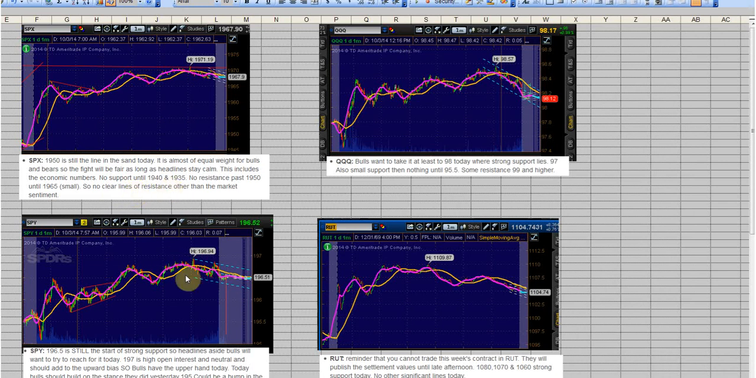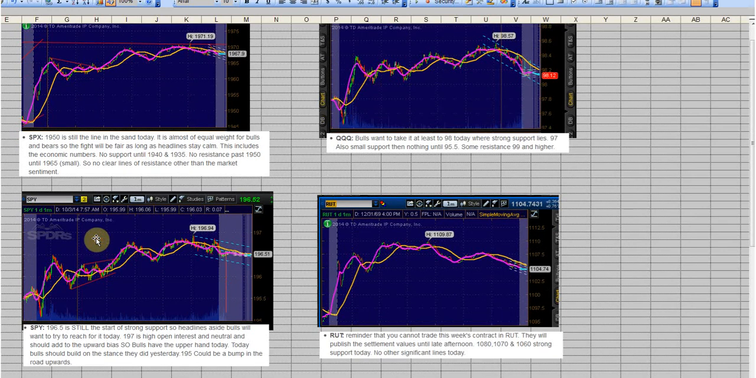Now, the sister of the SPX, let's see here, there we go, the SPY. And pre-open again, I said 196.5, and it was way lower than that, right? 196.5 is still the start of strong support. What does that mean? We were already below it. I said, so the headlines aside, bulls will want to try to reach for it today.